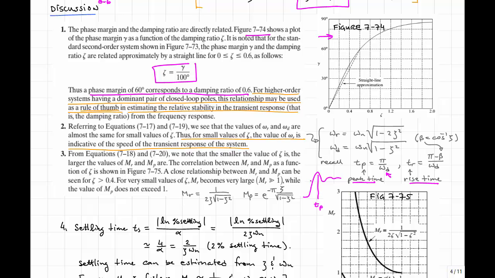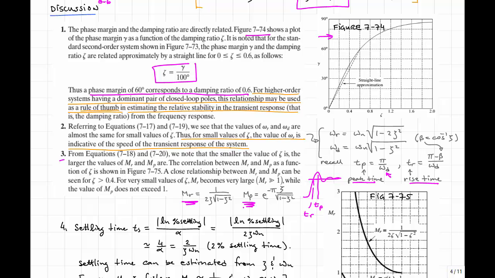T rise is the point where you first cross unity. Right? So T peak and T rise are both functions of omega d. And so if we can estimate omega d, then we can estimate how quickly the system will respond. And what they're telling us here is that for small values of zeta, omega d can be approximated by using omega r.